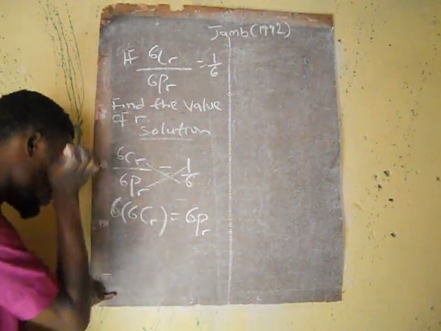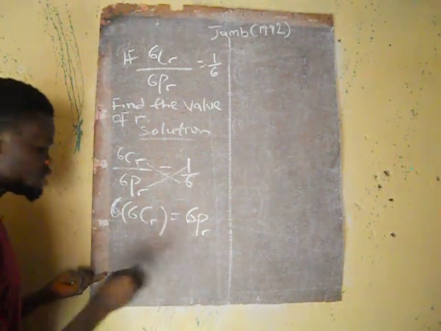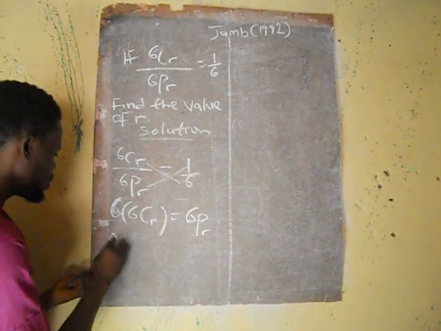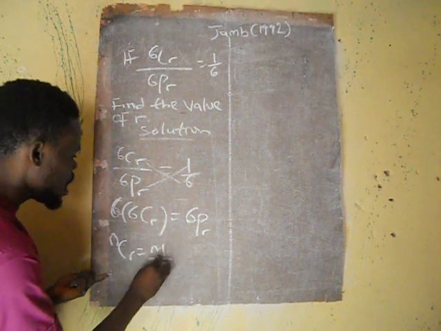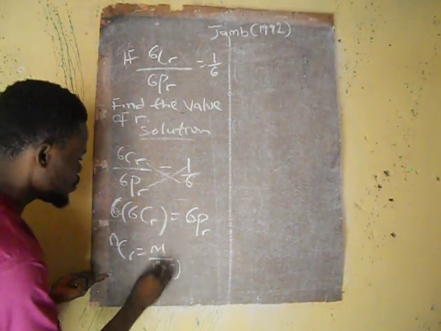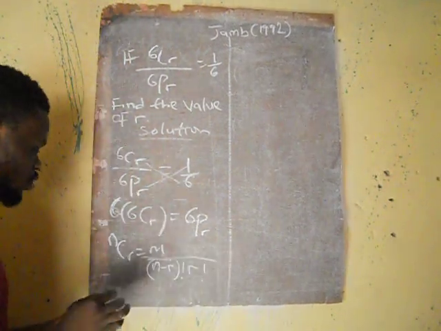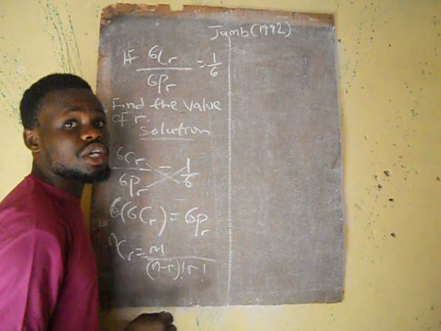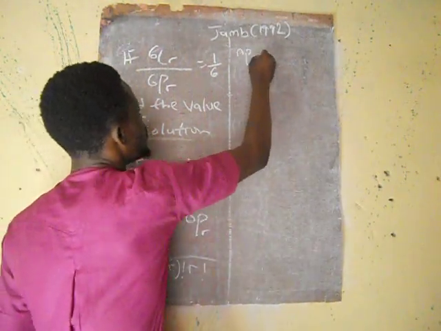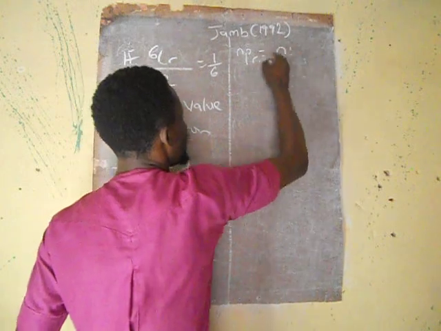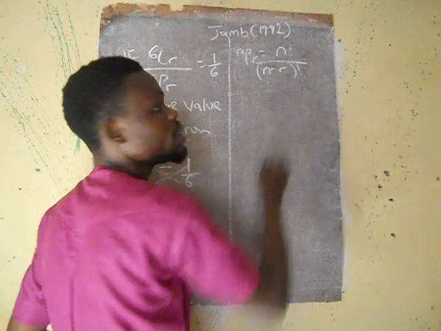Now, don't forget, from our knowledge of combination, we know that n combination R equals n factorial over n minus R factorial R factorial. While our permutation is n permutation R equals n factorial divided by n minus R factorial.